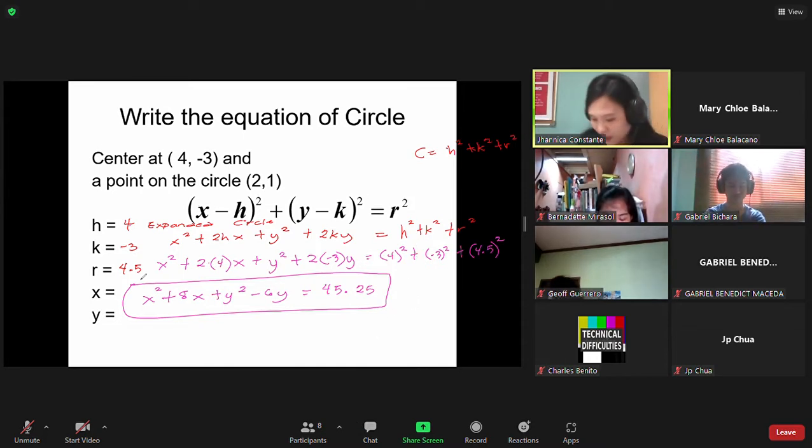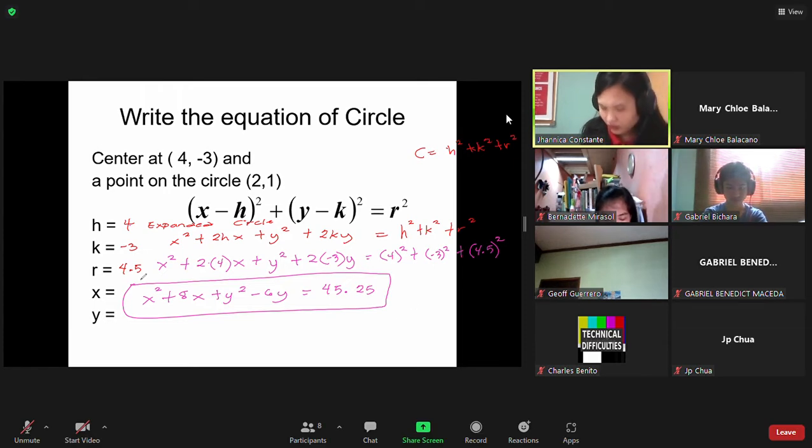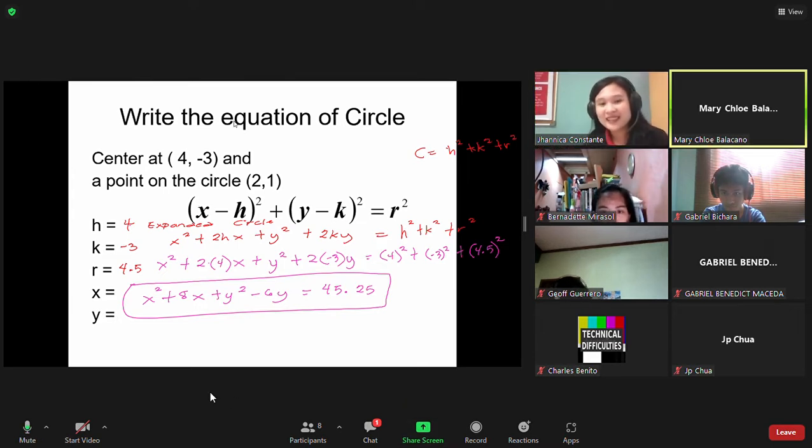Question on the expanded form of the equation of a circle? Sige. Okay na tayo with the expanded form or hindi pa? One more please. Sige.